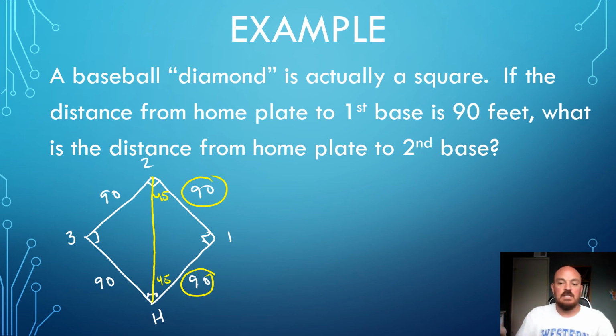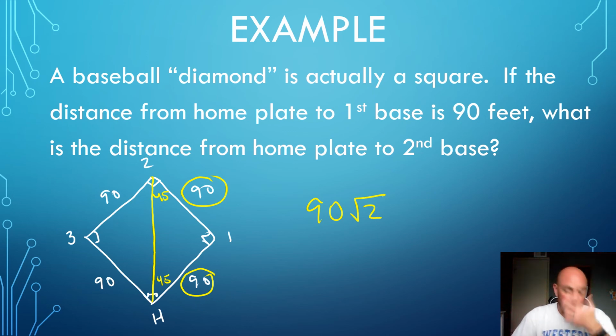So all I'm asking you guys to do is apply what we just learned. Once you draw the picture and realize you're looking at a 45, 45, 90, you say, okay, if I kind of cut this baseball diamond in half and I look at half of it, the legs are 90, the yellow line that I drew down the middle, which is the answer to the question, is the hypotenuse. So the answer is 90, which is our leg, times the square root of 2.